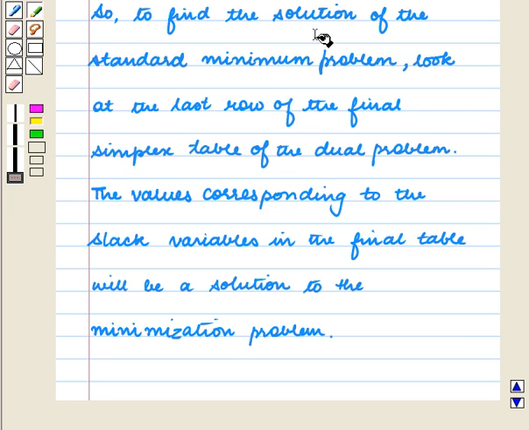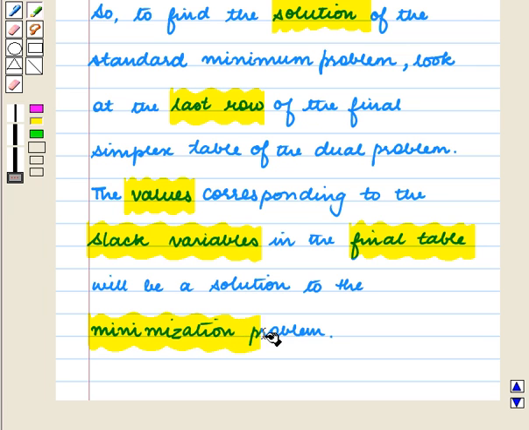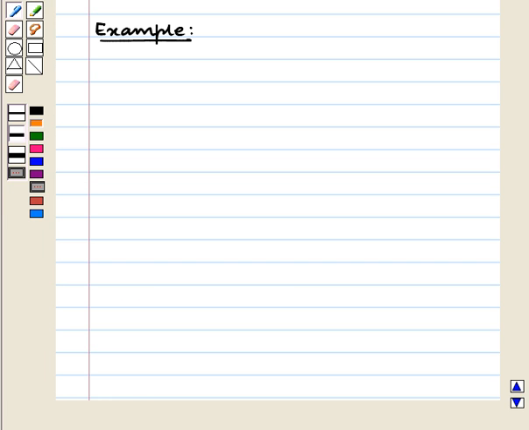So, to find the solution of the standard minimum problem, look at the last row of the final simplex table of the dual problem. The values corresponding to the slack variables in the final table will be a solution to the minimization problem. Let us consider the example.